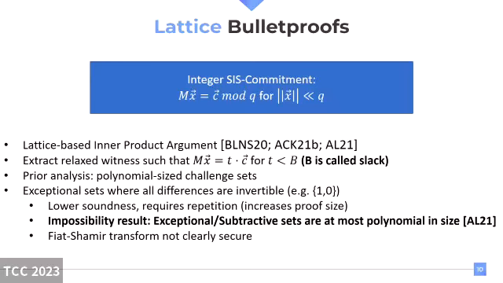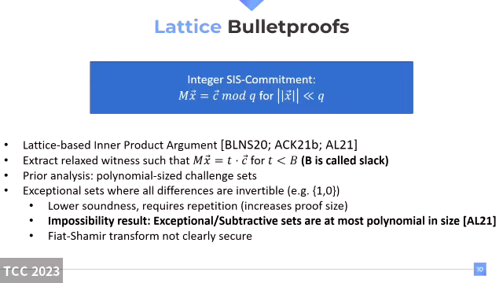And the problem is that because we only have a polynomial size challenge set, the soundness of one iteration of the protocol is lower, which means we need to use repetition, which increases the proof size and also has issues if we try to apply Fiat-Shamir.